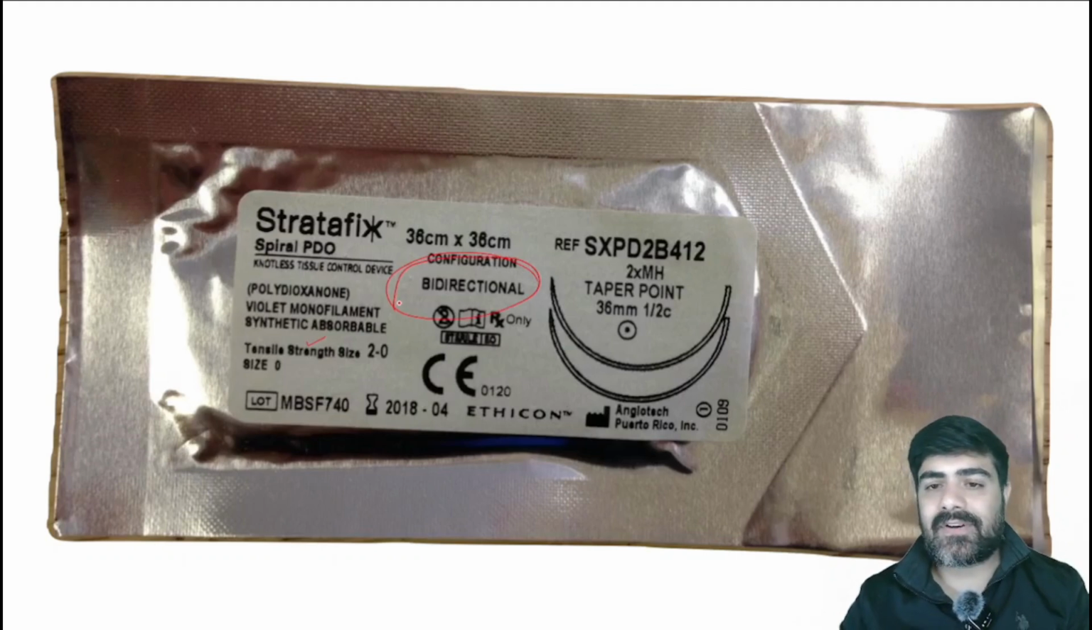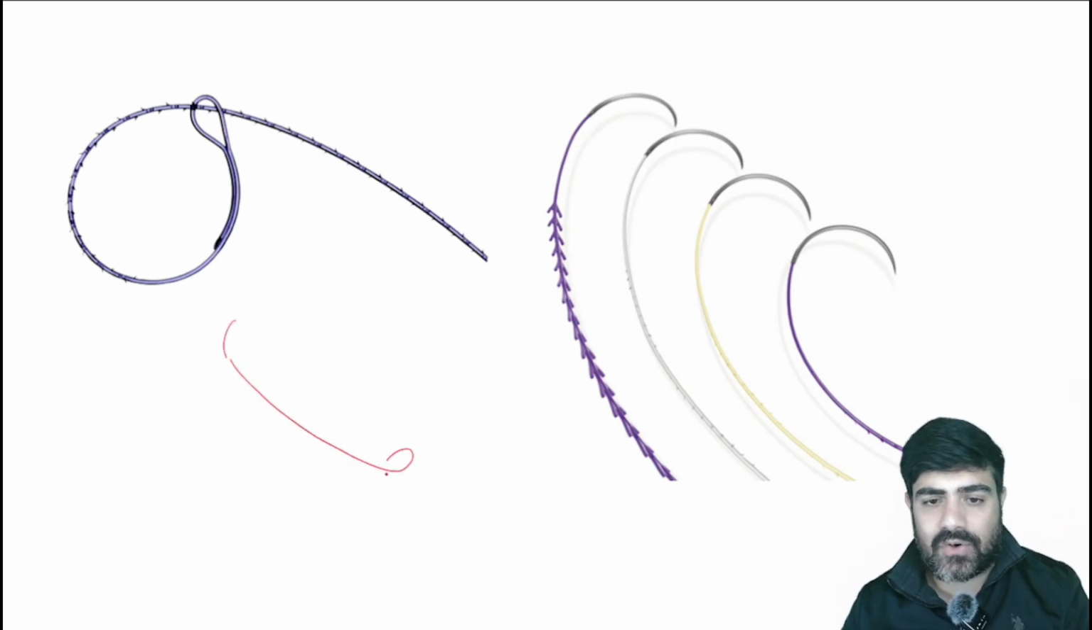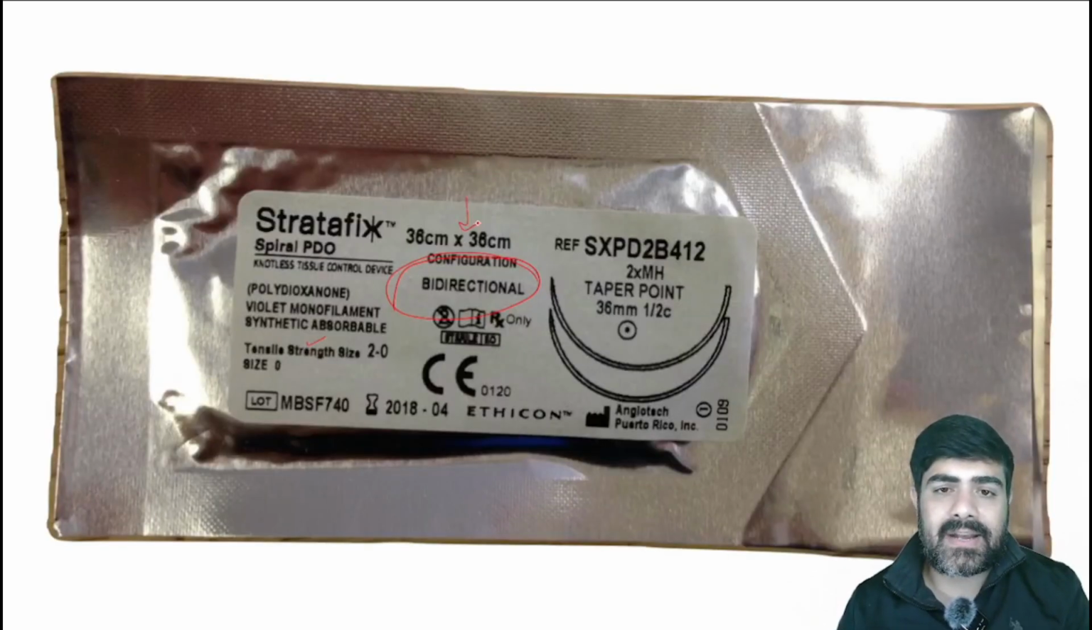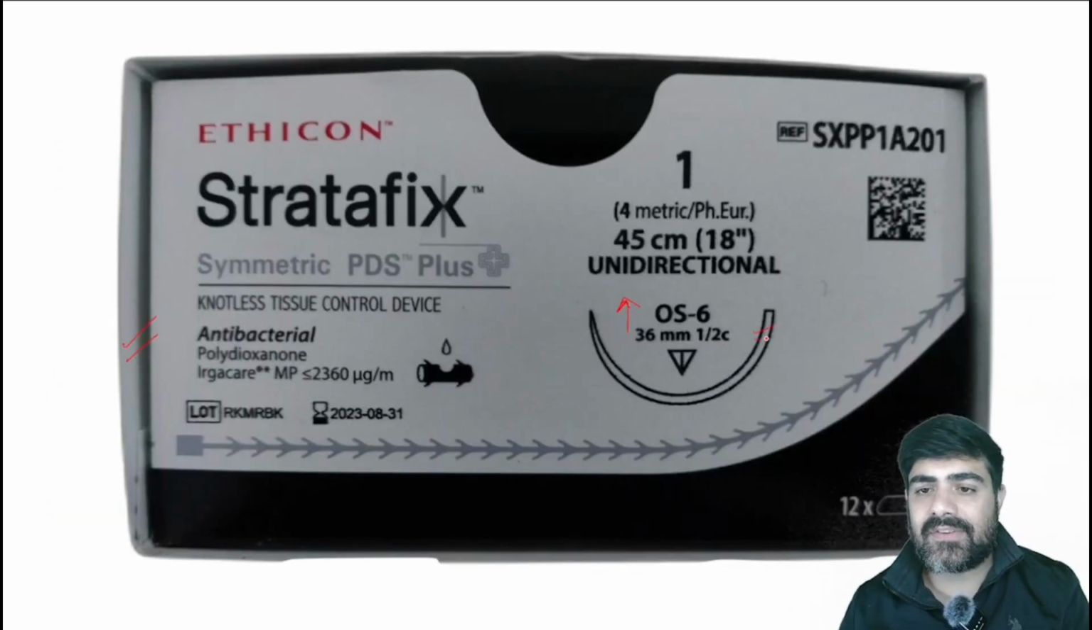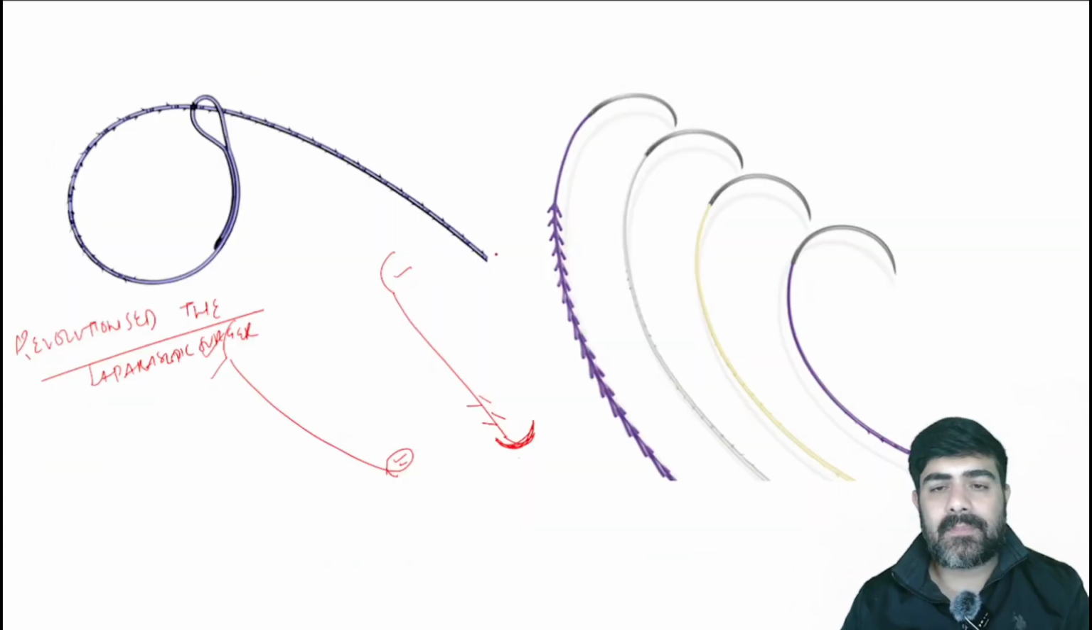I will explain what is bidirectional here. Unidirectional is like this: this is the needle, and this is the suture, and there is a loop at one end. This is unidirectional. But in the bidirectional, there is a needle at one end and no loop at the other end, so we can have one more needle. So this was an example of bidirectional. This is a unidirectional suture, only one needle here. This is bidirectional, we have two needles. Basically, it is a knotless suture. There is no need of knotting.